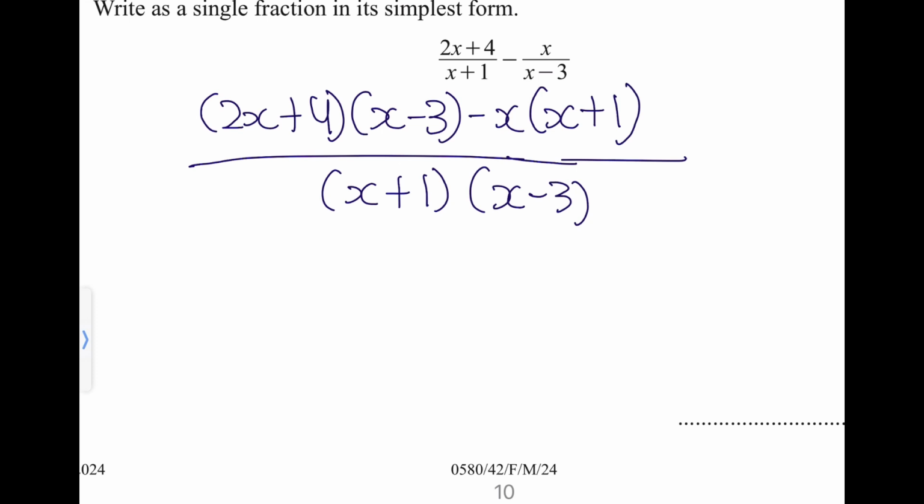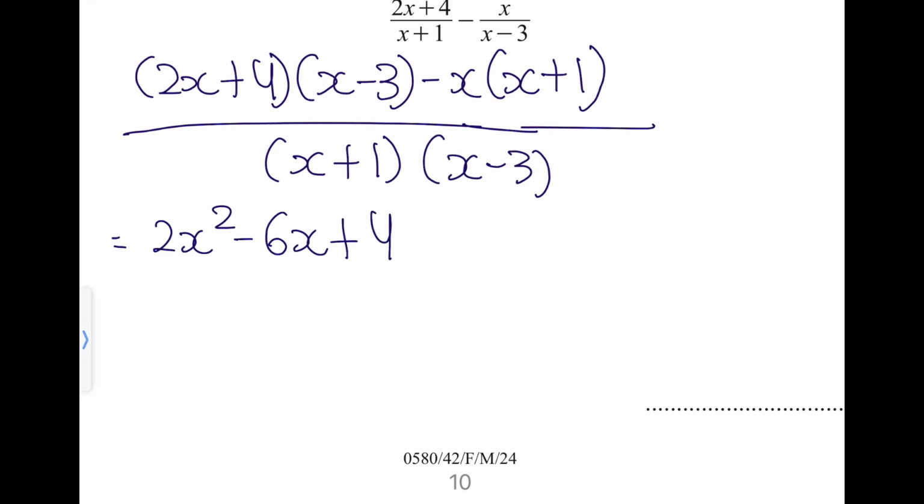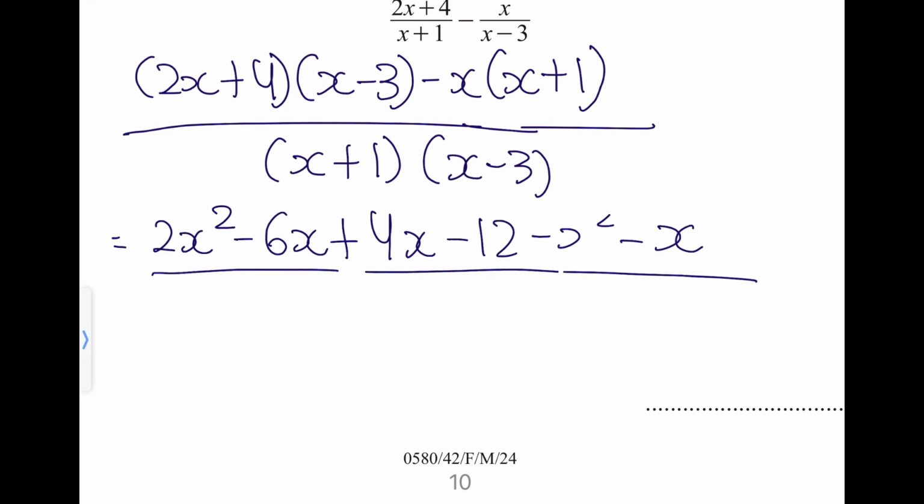So this is just a tip to make sure that you're not ending up in error in the working part. If you do have time, you should do this, but if you feel that you cannot finish the paper in time, then you should avoid this. So then you're basically just going to multiply them. 2x into x would be 2x squared, 2x into negative 3 would be negative 6x, plus 4x, negative 12, negative x squared, and in the bottom part, negative 3x plus x, negative 3.